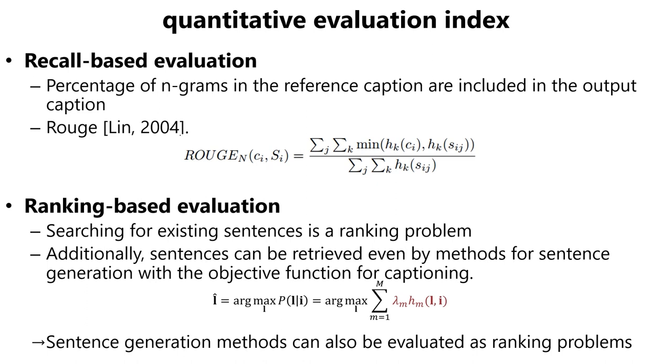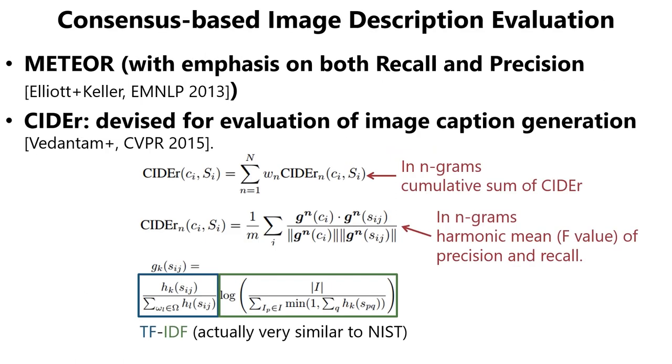As a representative example of a well-known caption generation metric that has been proposed, I would like to introduce CIDEr. This is a modification of METEOR, a machine translation metric that emphasizes both recall and precision, and utilizes cumulative precision and recall in n-grams. Next, I would like to talk about common ideas.